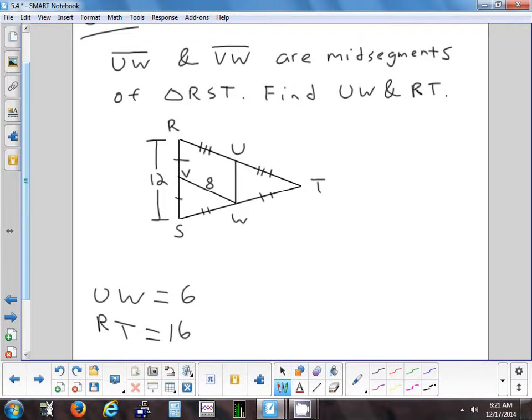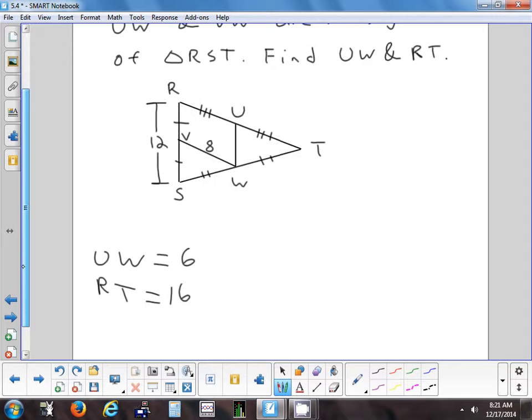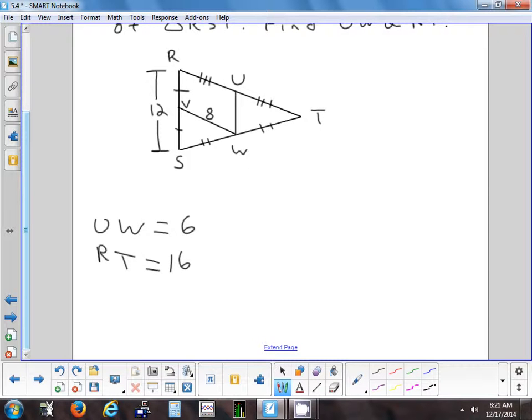All right? Even if they didn't give you the description up above, just looking at the diagram, how do you know that UW and VW are mid-segments? They show that SW and TW are congruent. That means SW is half of ST. You got two congruent segments, which proves W is right in the middle. The only way that a segment can be divided equally into two parts is if W is the midpoint. It has to be. Same thing with V.